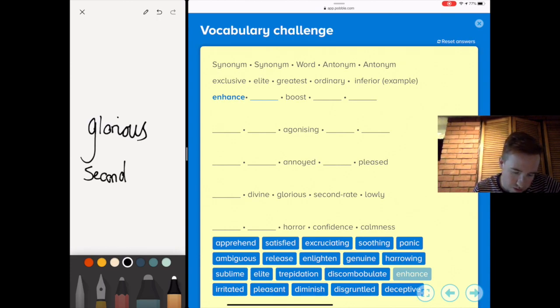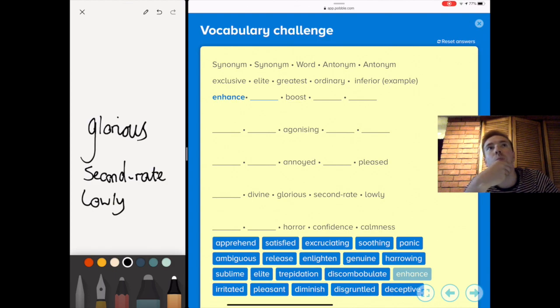So glorious, they've got second rate. It's quite an insult, actually, to call something second rate. And lowly. So if I were to say to you that dinner was second rate, it means it's not as good as the top tier. It's below what I would expect, I suppose. And lowly for me has sort of connotations, sort of inklings of being poor. If I were to say he drives a lowly car. Maybe don't come across lowly very much, apart from to describe wealth.